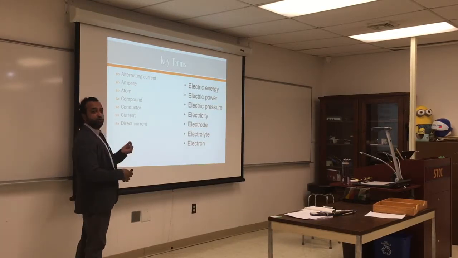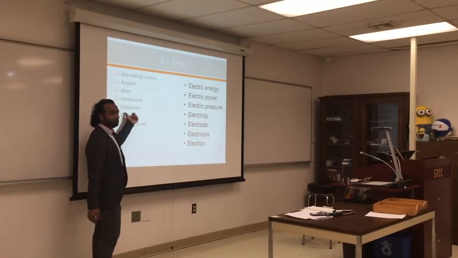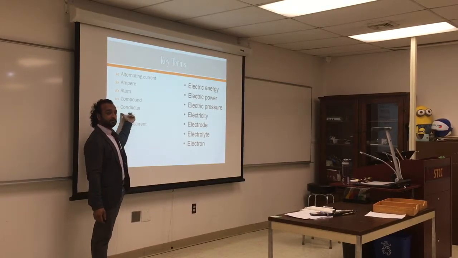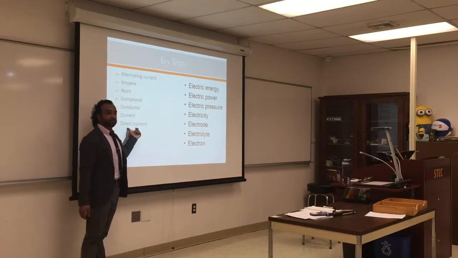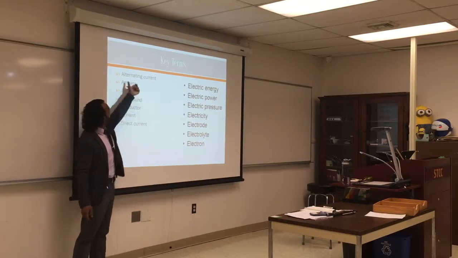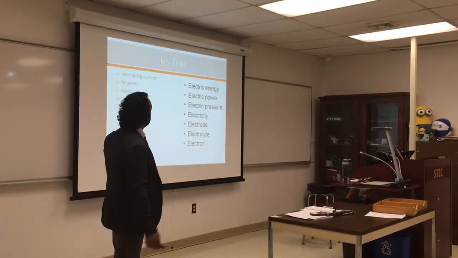Atom, smallest part of matter. Compound, combination of more than one thing. Conductor, elements that conduct electricity. Current, that is the flow of electrons. Direct current, DC, so we have DC and AC. They're both currents, but they look different, and we'll see how.